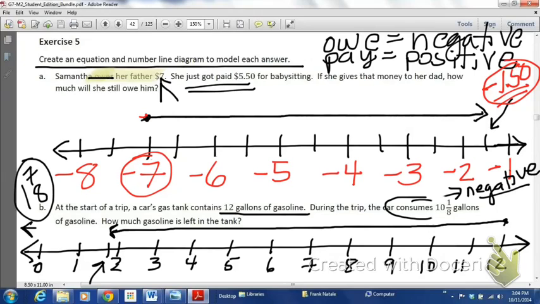Again, it's not to scale, but you can make yours to scale. It's a hard one to make to scale with such large numbers, and eighths are quite small, and all those eighths kind of jumble things up on a number line. But anyway, again, 12 gallons you started with, consumed 10 1/8, end up with 1 7/8 left.